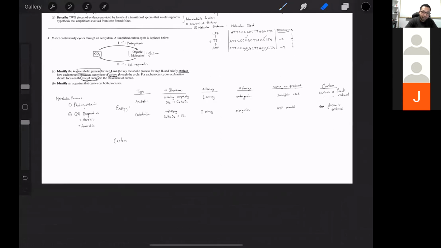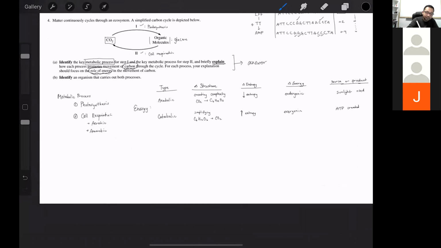And that's what we have for that question. So these are the words that you want to use. Again, I have this answer key available for you guys. So you probably want to see the answer key and see how these words relate to one another, and that might help you. All right, now identify an organism that carries out both processes.